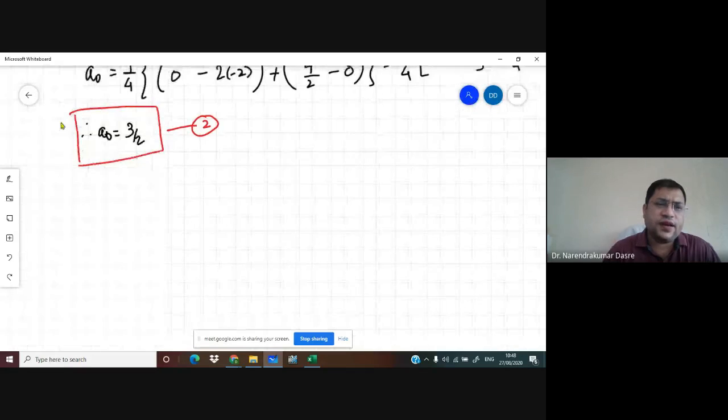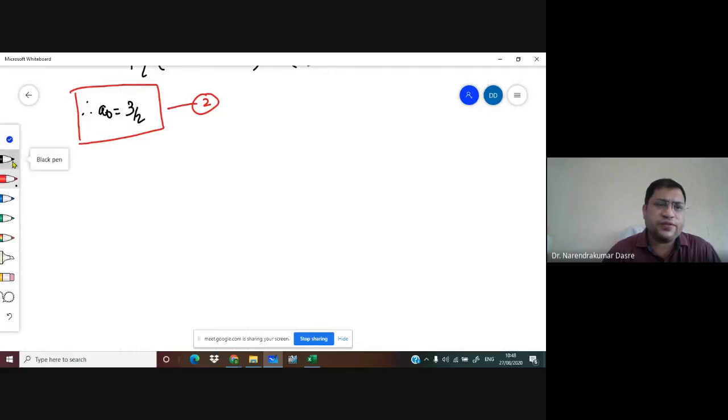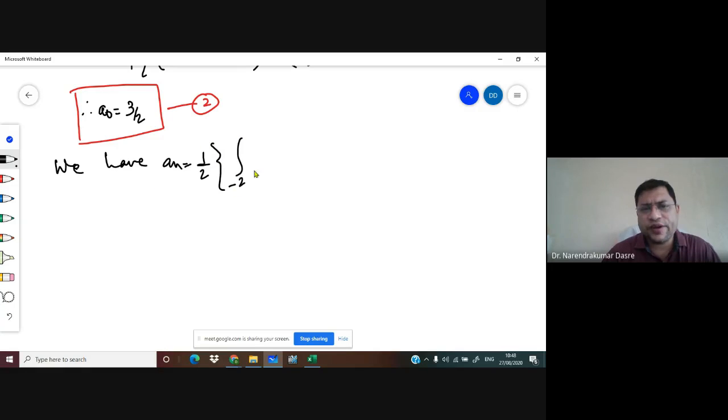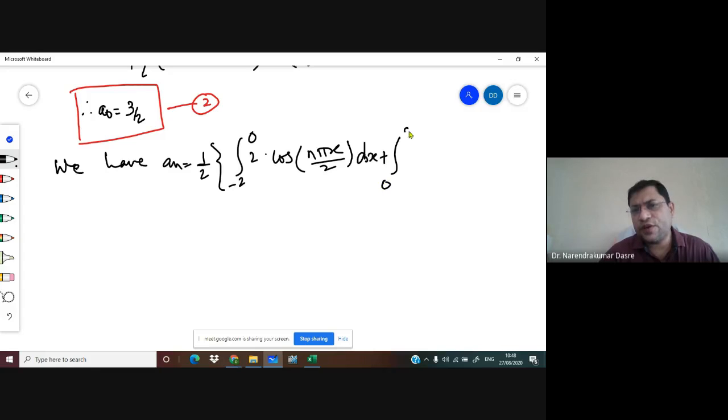So let us find the value of an. So we have an is equal to 1 by 2. Now again we have to split this integral into two parts. So we have minus 2 to 0, this 2 into cos of n pi x by 2 dx, plus we have 0 to 2 x into cos of n pi x by 2 dx.